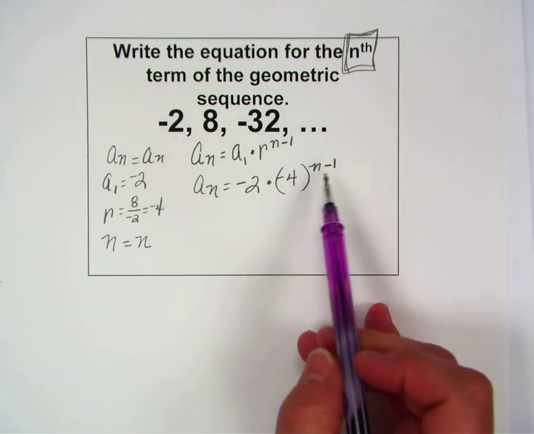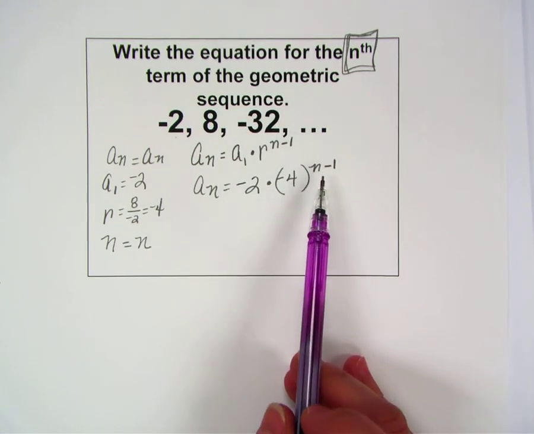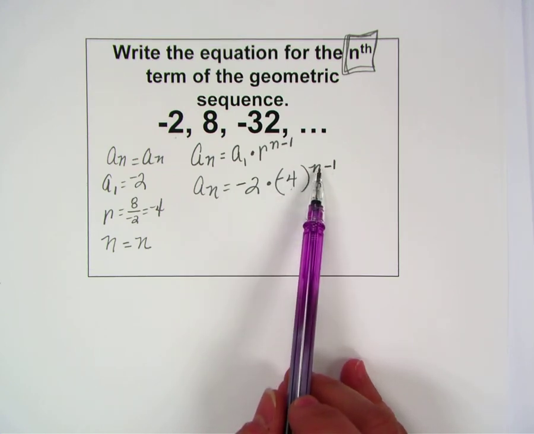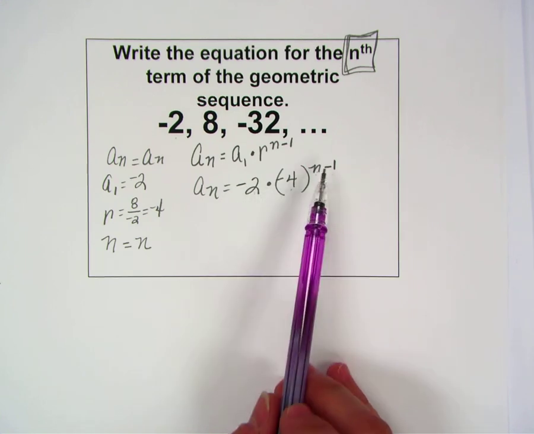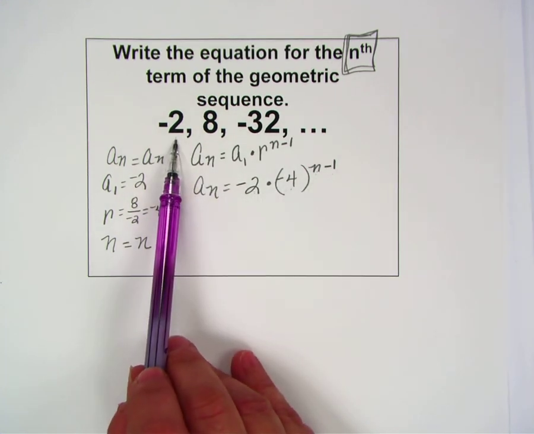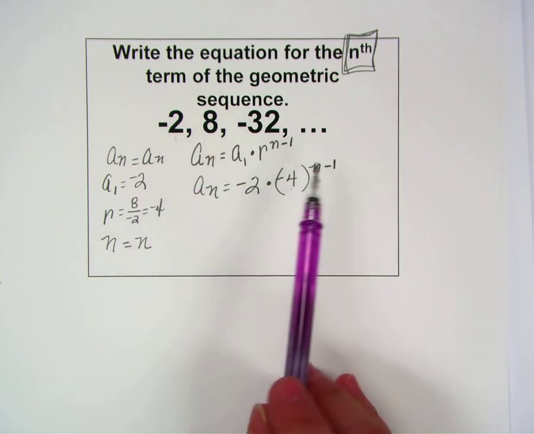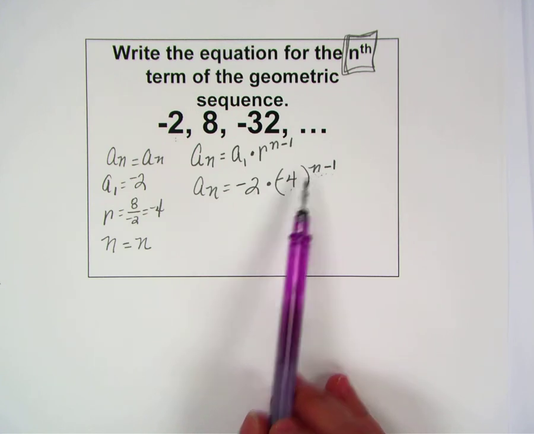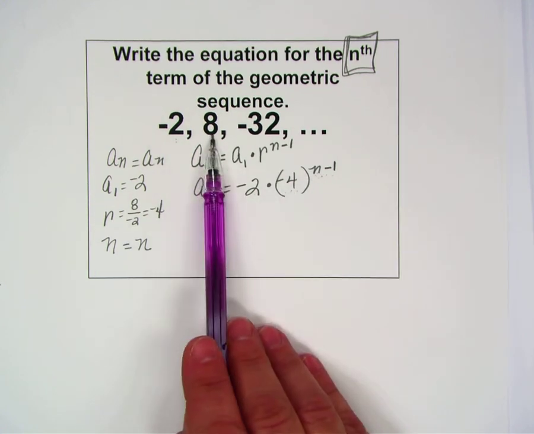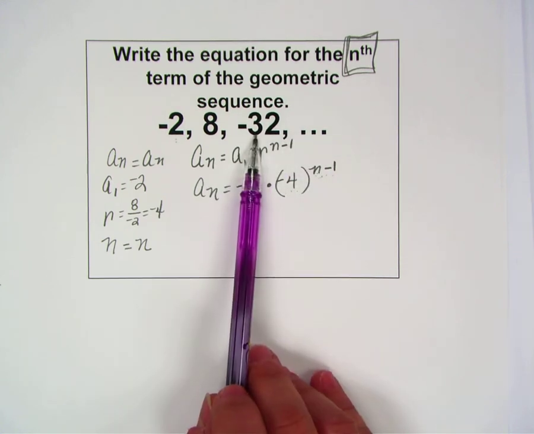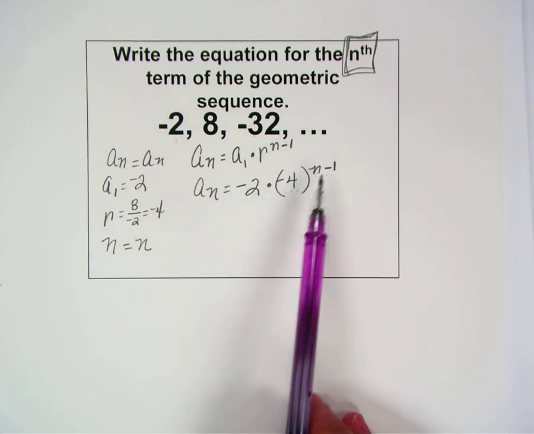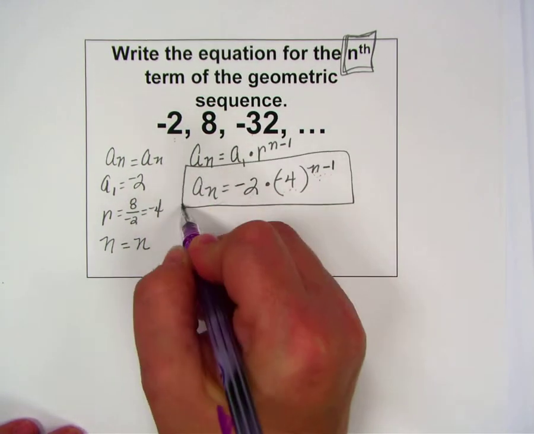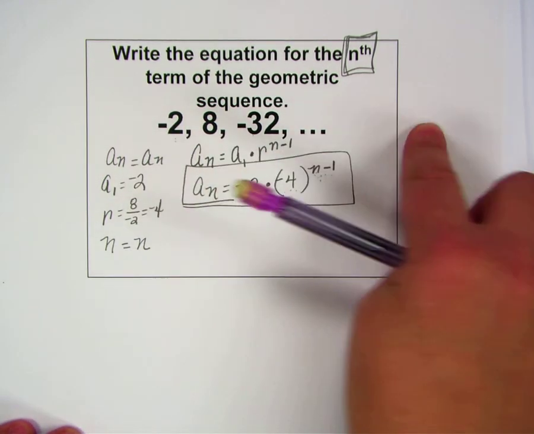If I know n is 1, if I'm looking for the first term, then 1 minus 1 is 0. -4 to the 0 power is 1. -2 times 1 is -2. The first term must be -2. If I'm looking for the second term, 2 minus 1 is 1. -4 to the first power is -4. -2 times -4 is 8. If you put in 3, you're going to get -32. If you want to know the 18th term, you put 18 in for n, and it's going to spit out the 18th term. We just created an equation that will formulate this sequence.